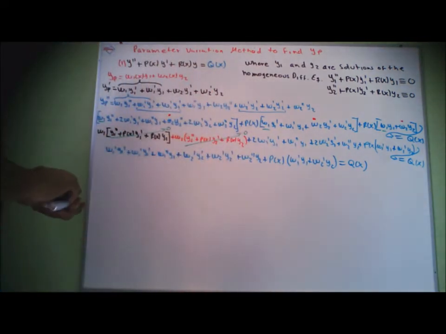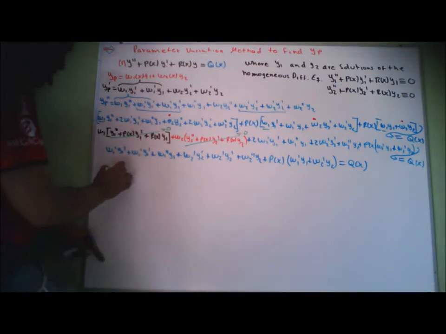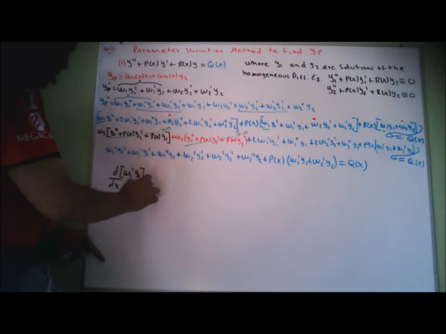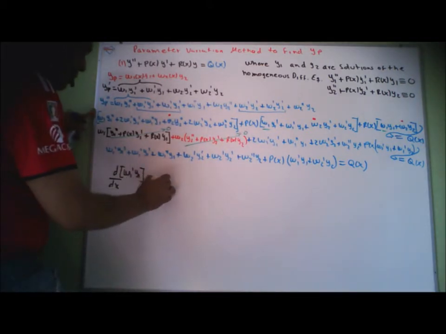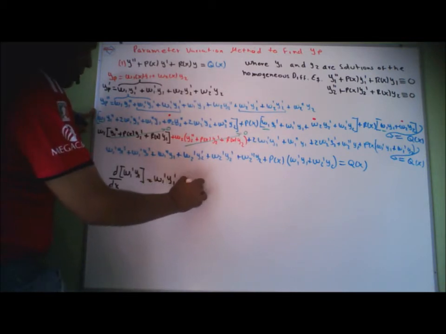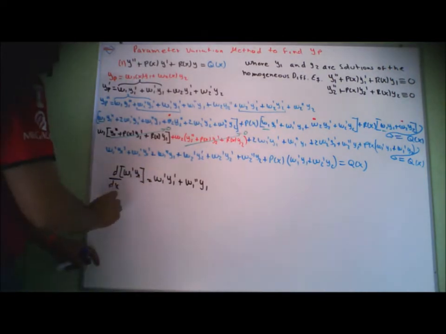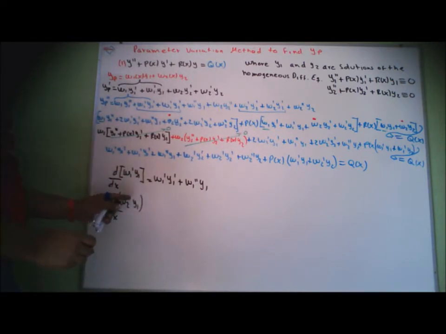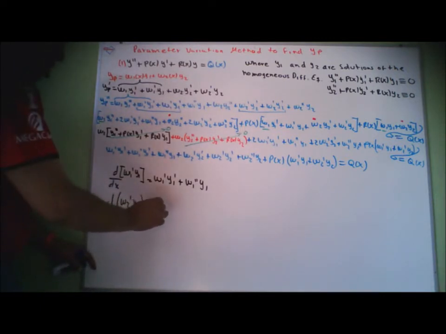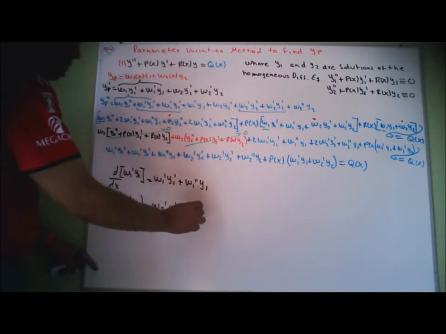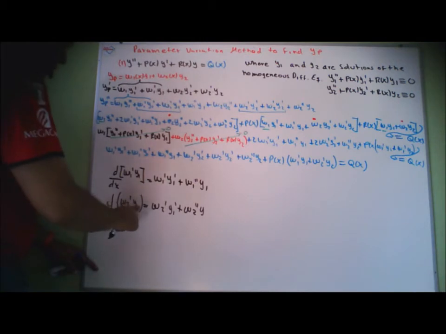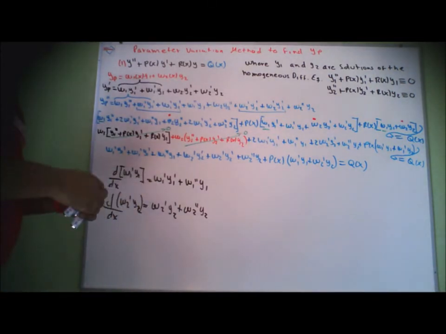Now, let me give you this. What happens if we have the derivative with respect to x of w1 prime y1? What will be the derivative of that? The derivative of this will be w1 prime y1 prime plus w1 double prime y1. Okay? And what if you happen to have the derivative with respect to x of w2 prime y2? Now, pay attention that this already has the derivative, right? So because it has the derivative, it's going to be this times the derivative of this, w2 prime y2 prime, plus this times the derivative of this, because it already has a derivative, then it's going to be w2 double prime y2.